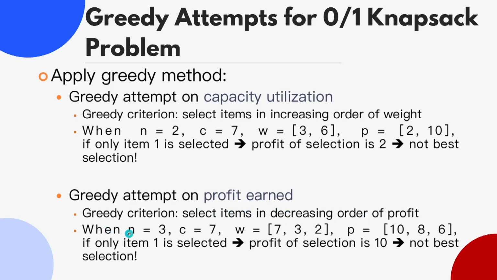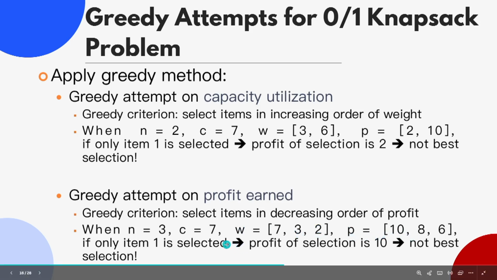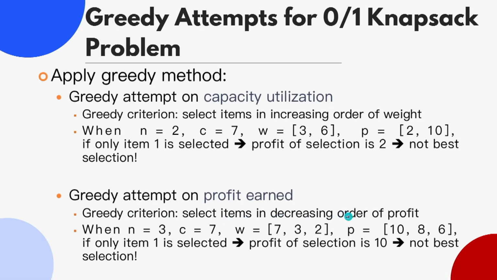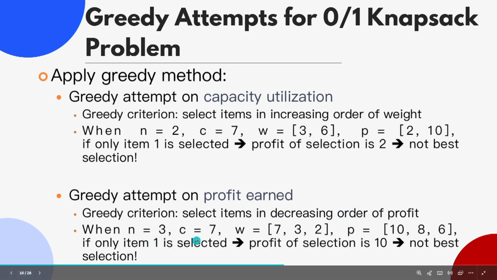And so, let us consider an example. We have 3 items and the capacity is 7, and the weights of those items are 7, 3 and 2. Those 3 items have profits associated with them, which are 10, 8 and 6. If in this case our greedy criterion is selecting the items in decreasing order of profit, I choose the first item. If the first item is selected, then the profit is 10, but of course, it is not the best selection, right? Because of these constraints, we do not apply this greedy approach for the 0/1 knapsack problem.